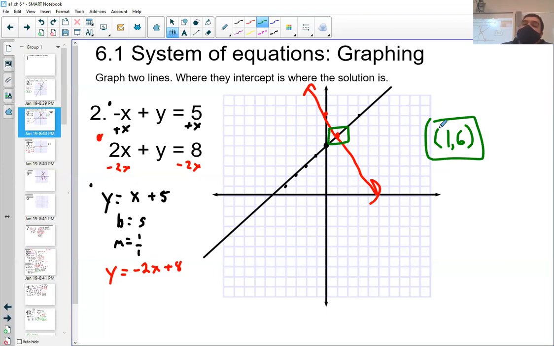Which means if I plugged in 1, 6 into this equation, it should give me the same result as plugging in 1, 6 in this equation. Wait a minute. Is this the whole other chapter? That's what you're asking? It's just going to be like graphing. No, only the first section is graphing. And then we're going to do the ones where you do it algebraically, like set them equal to each other and stuff like that.